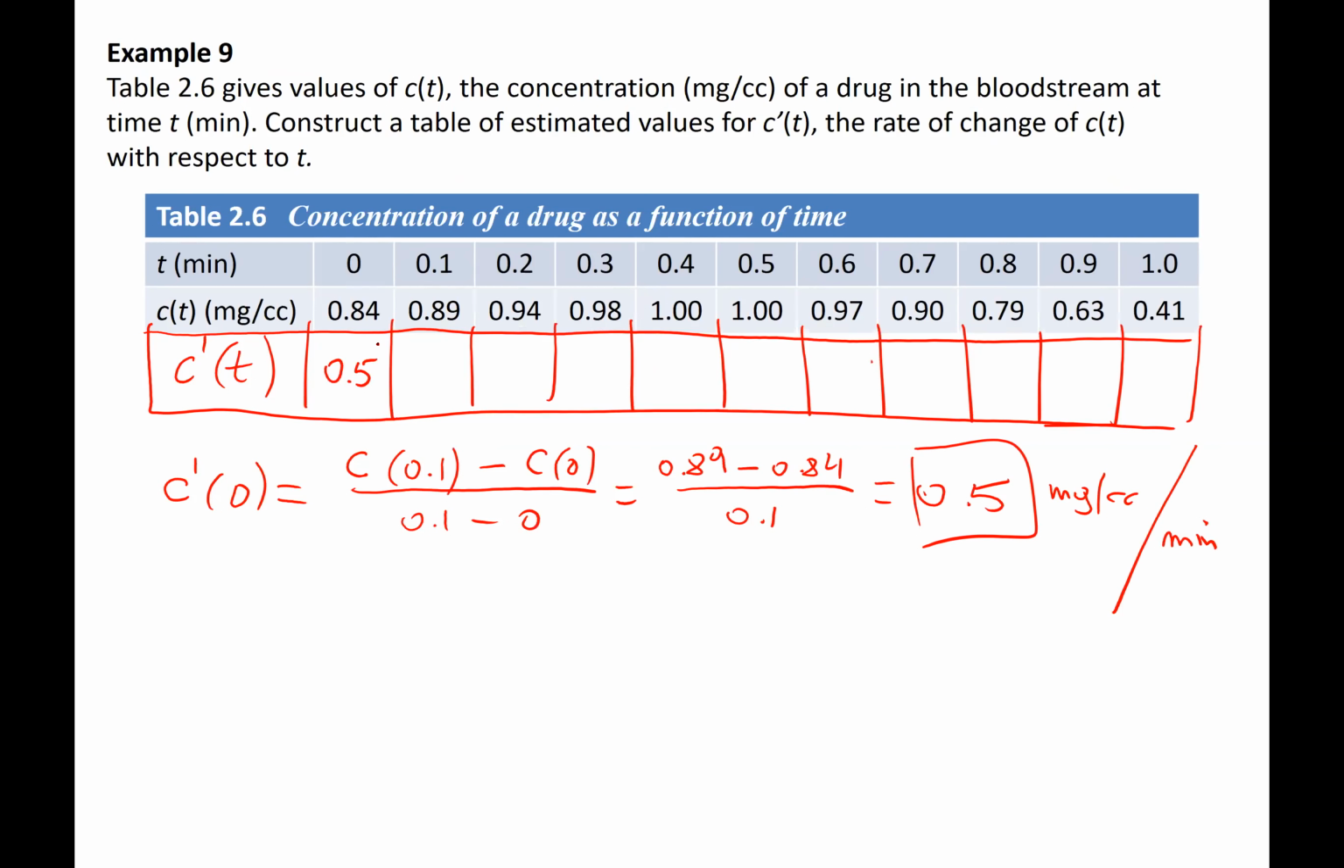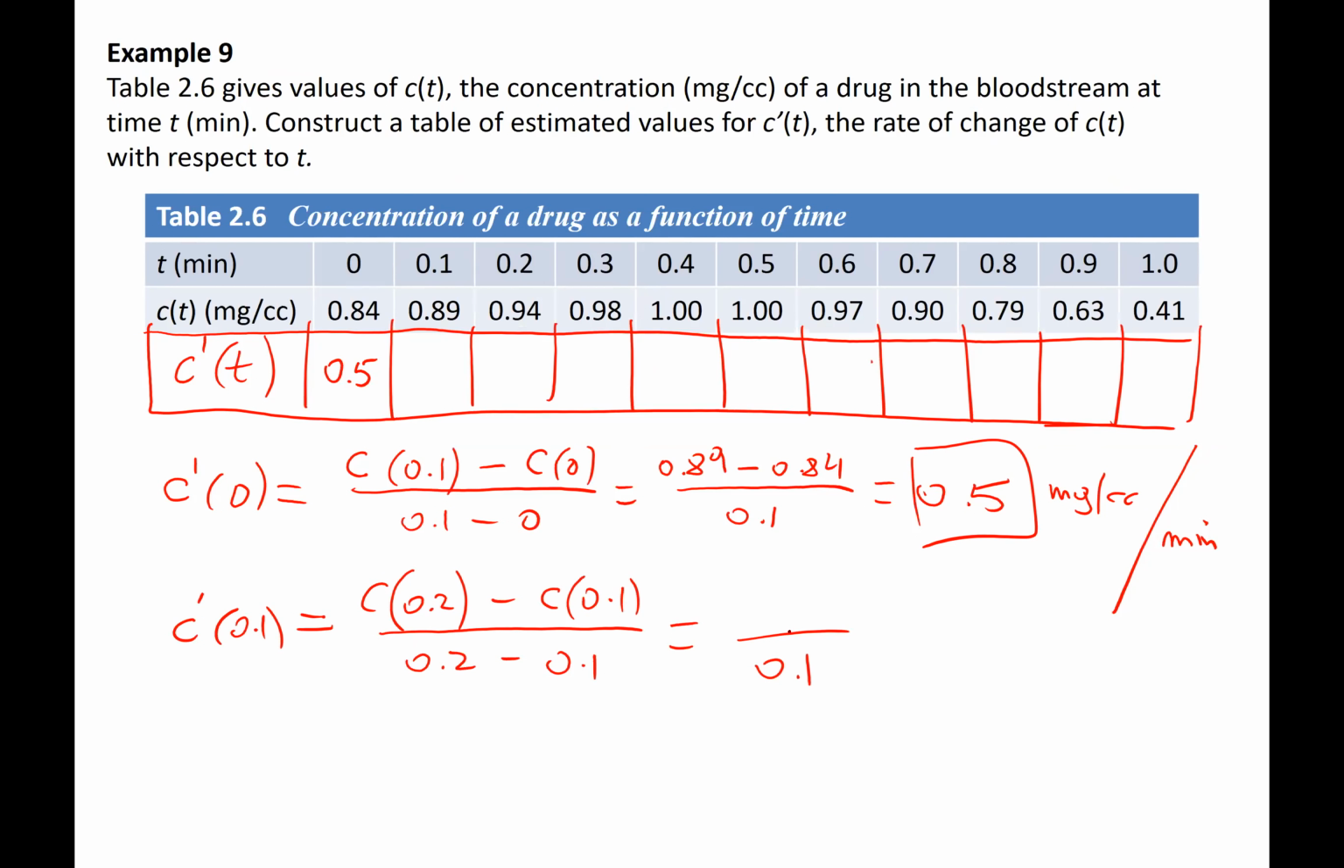Yeah, which one can we... let's see, C at 1. Not C at 1, C at 0.1. I can just go by order. That means this will be C at, and I am moving on that interval. That means C at 0.2 minus C at 0.1 over the difference, 0.2 minus 0.1.